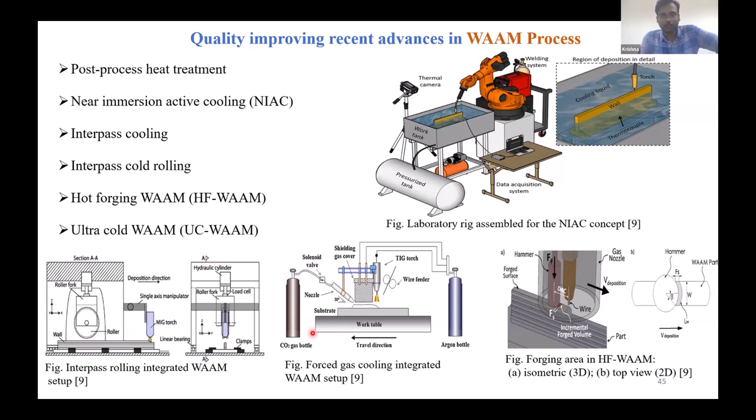We will be forging this layer after deposition with some kind of high forces, where along with this conventional WAAM setup, we will be attaching one kind of forging device, which will be applying some pressure on these walls. Immediately after each deposition, this will be applied, like an ultra cold WAAM. So this is another post heat treatment or post processing method.